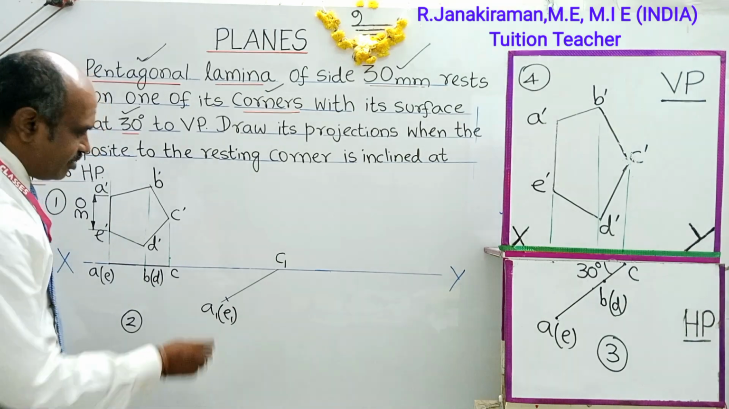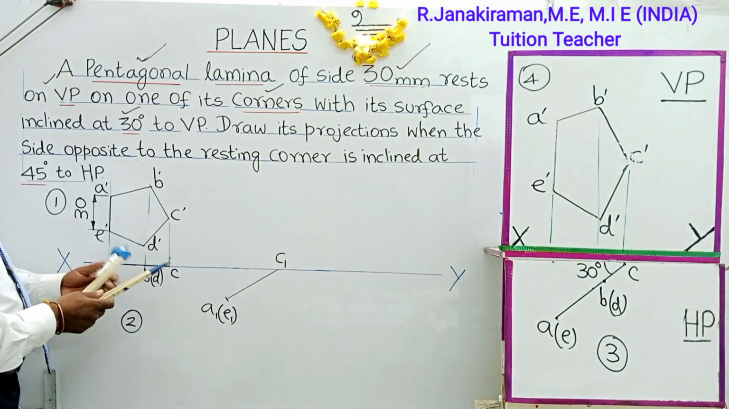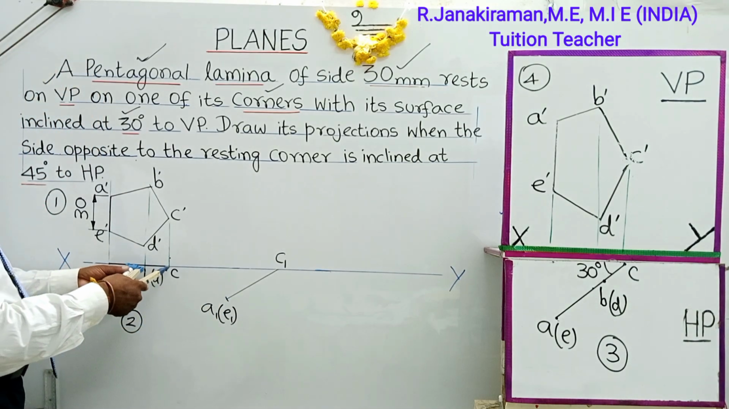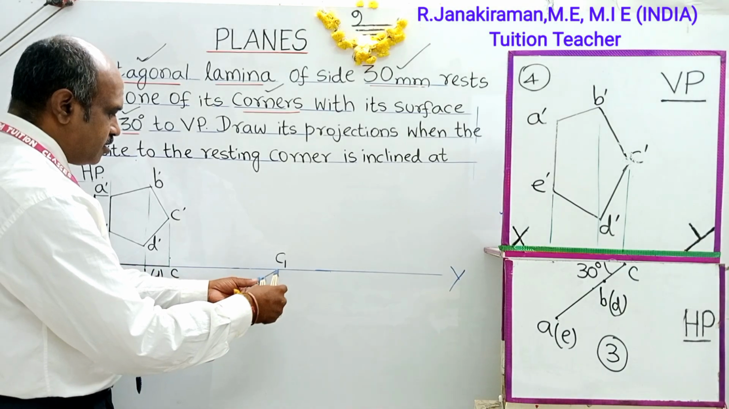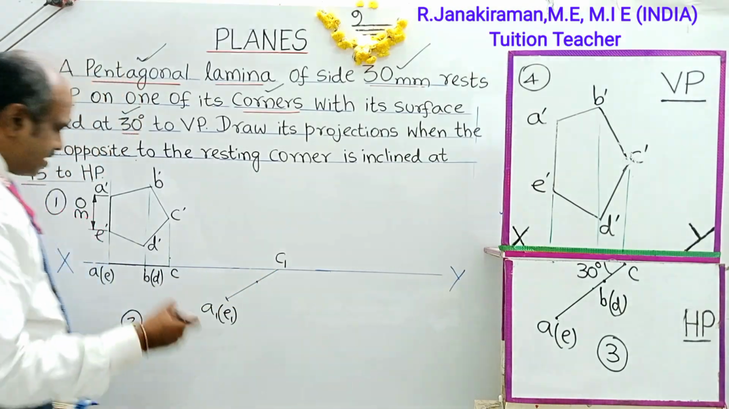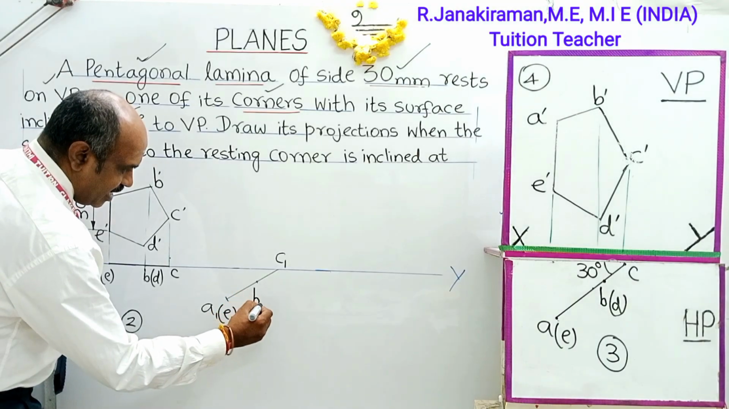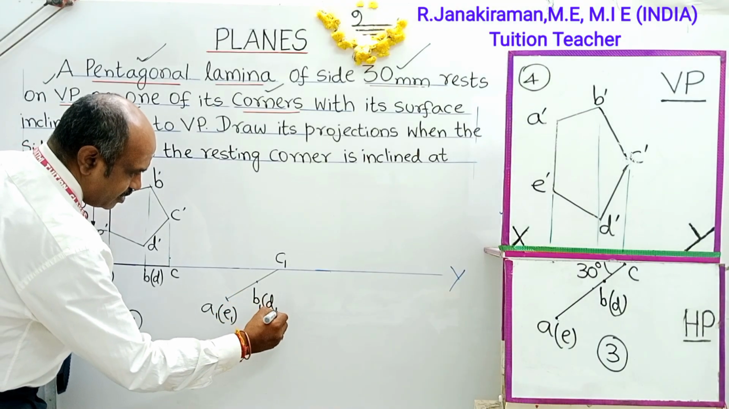Next, the remaining length, you can erase it. Next I'm going to locate point B. Take the distance using a compass. This point shall be marked as B suffix 1. Change the letter, D suffix 1.